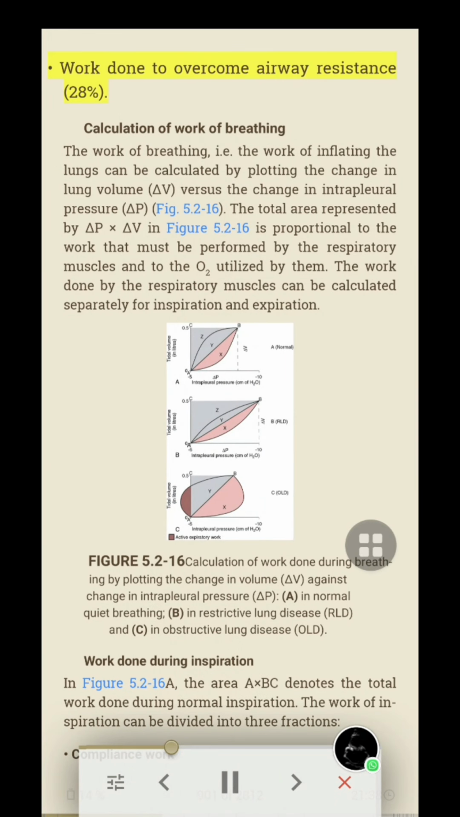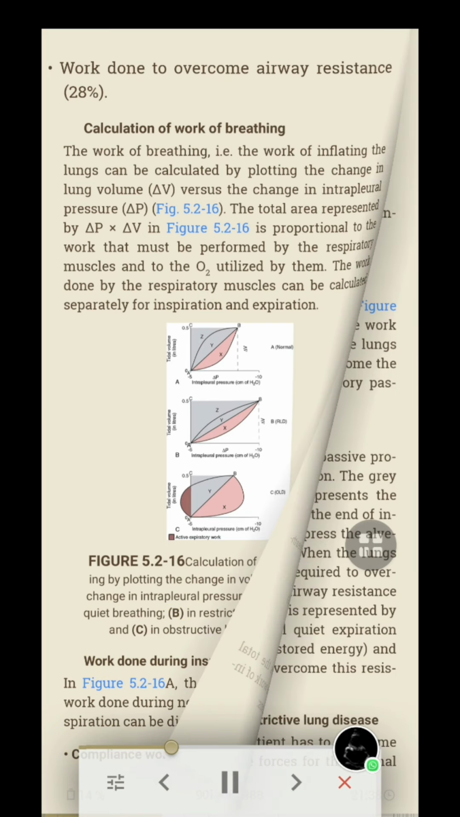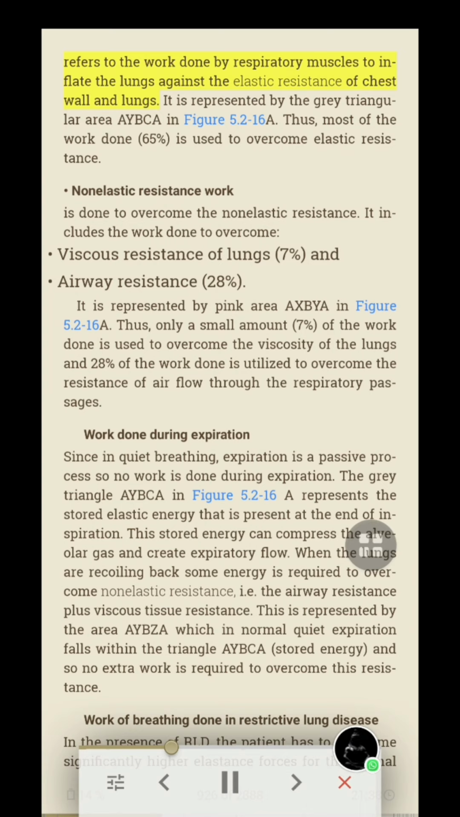Work done to overcome airway resistance, calculation of the work of breathing, versus Figure 5.2-16. The work done, figure against A, in normal B, and C. In the work done during inspiration, the work of compliance, or elastic work, refers to the work done by respiratory muscles to inflate the lungs against the elastic resistance of the chest wall and lungs.